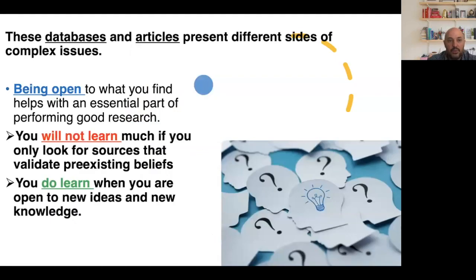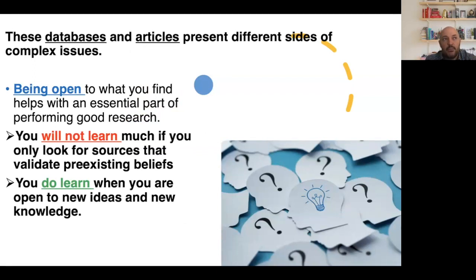So these are some sort of databases. These databases and articles present different sides of complex issues. What does that mean? All of them have some contradicting material, some discrepancy between the information. So what is important is just to be open to what you find.